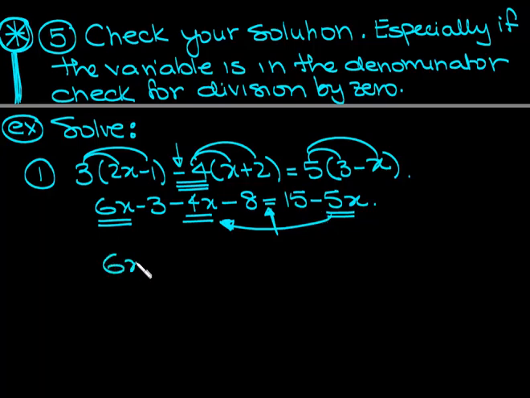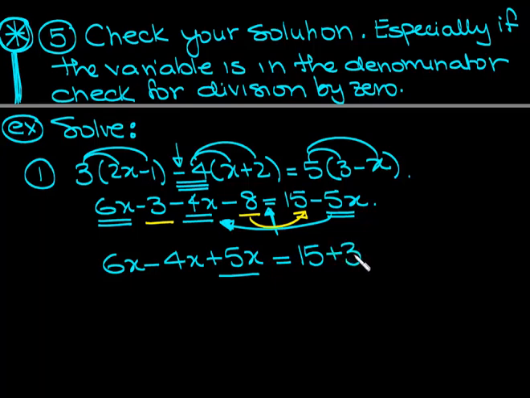So I get 6x minus 4x plus 5x. So this is a term that came through. On the right I have 15 still. Now I'm going to move 2 numbers to the right. So I'm going to move this 3 and the 8 to the right. Okay, they're both negative, so when I move them to the right, they'll both become positive. So you get plus 3 plus 8.